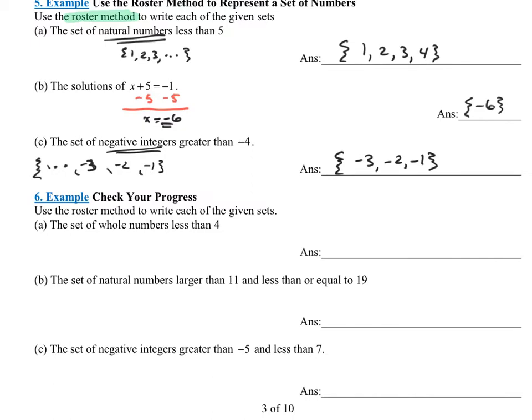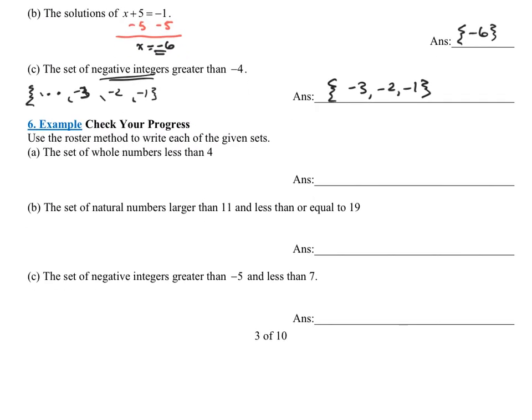Let's look at example 6, 6a. It says use roster method. Again, we're using roster method. We have to know how to write our answer to the given sets. The set of whole numbers less than 4. Now we're dealing with whole numbers. And you've got to remember that whole numbers include the number 0. So whole numbers go from 0 on up. So what are the whole numbers less than 4? It would be 0, 1, 2, and 3.